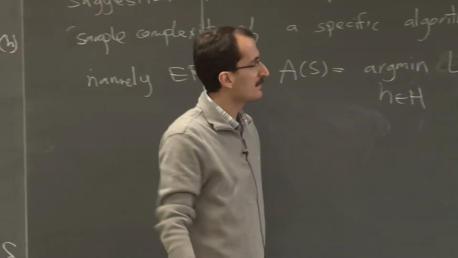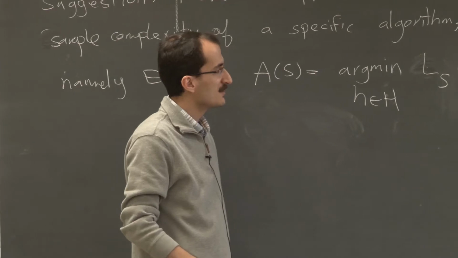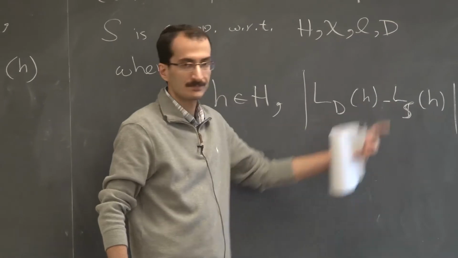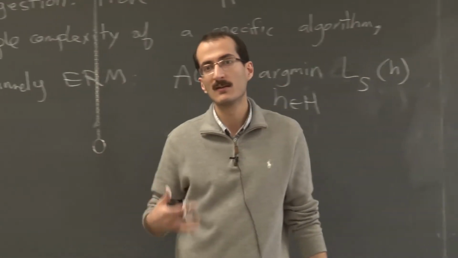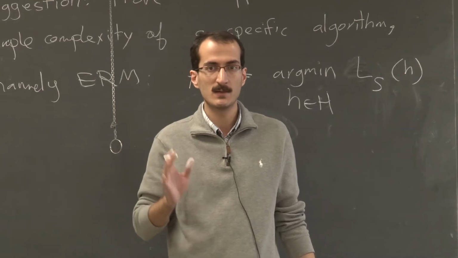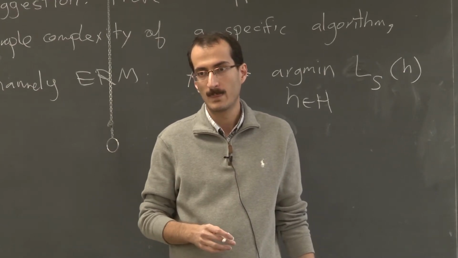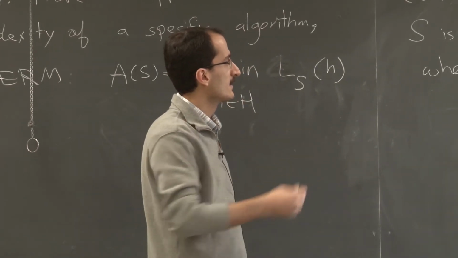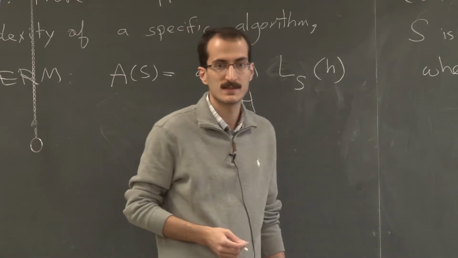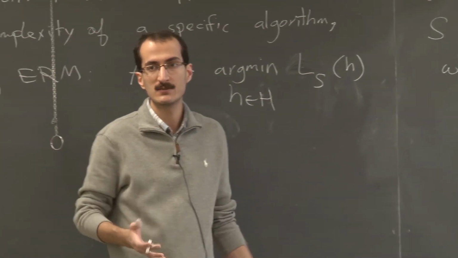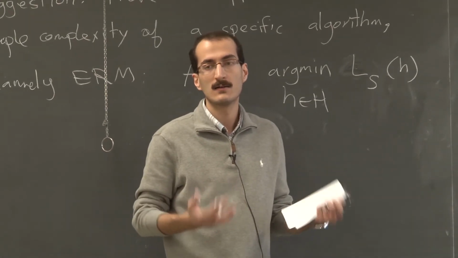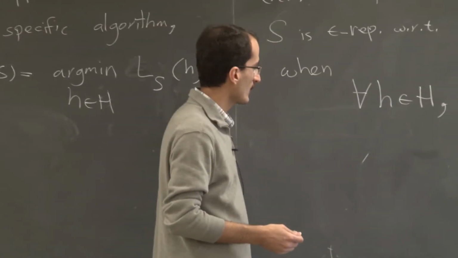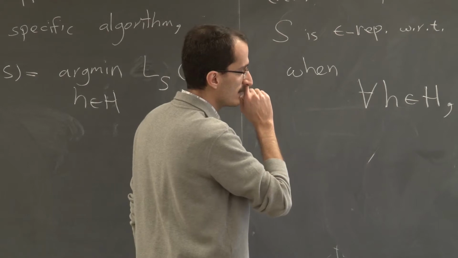So if we have such a sample, it means intuitively that if we just minimize the loss over the sample, we will automatically approximately optimize L_D as well. So we will be looking at how we can find an epsilon representative sample, or how many examples I need to make sure that it is epsilon representative. And so I won't use that word, I think.